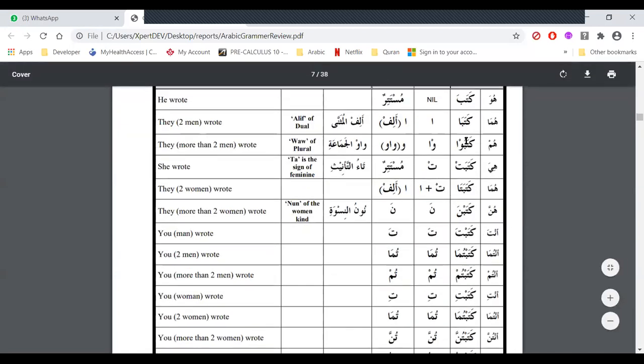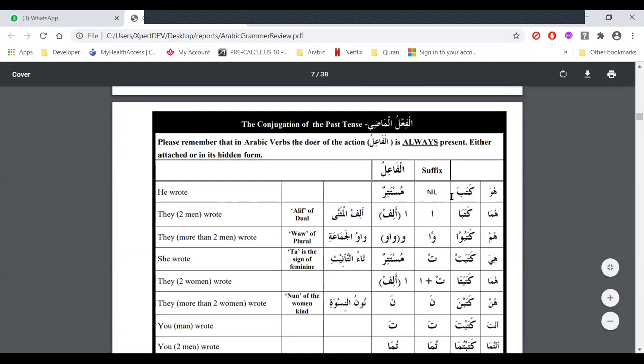Huwa kataba. So what will be kataba? What is the suffix? There is no suffix for huwa. We just covered that, right? Mustatar. It's hidden. The kataba means to write something. So who wrote it? He wrote it. Kataba. They two men wrote it. Katabu. More than two men wrote it.